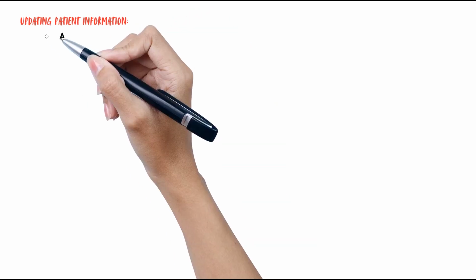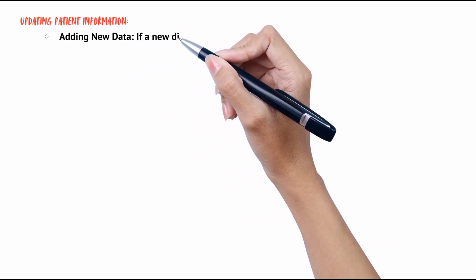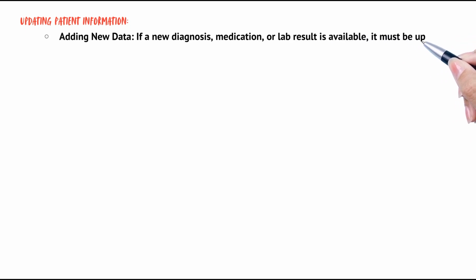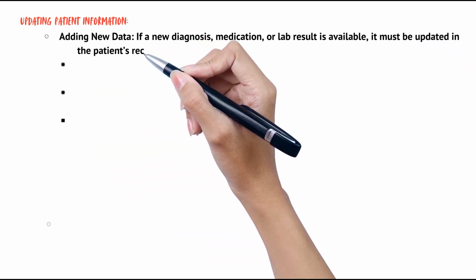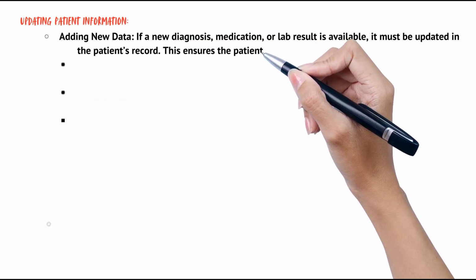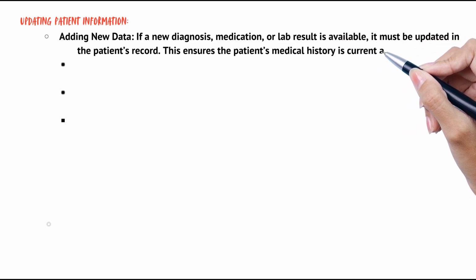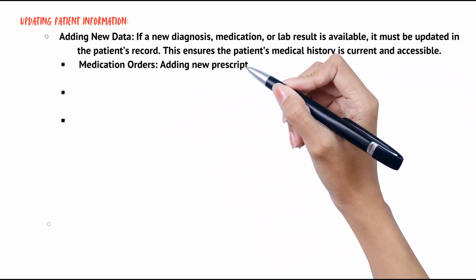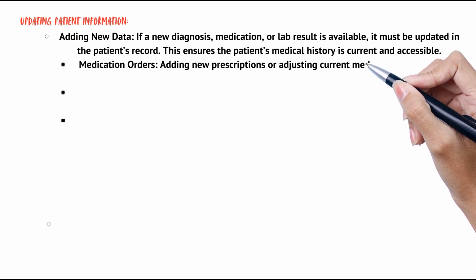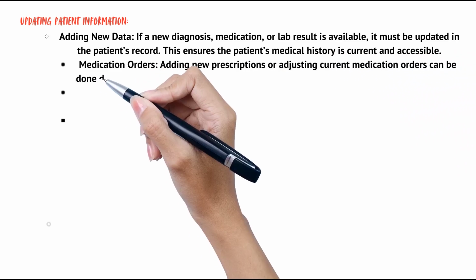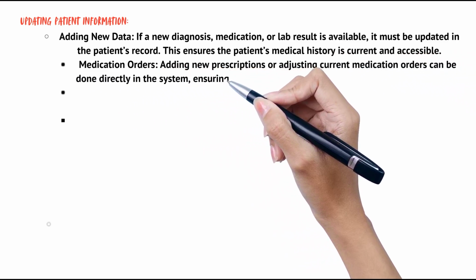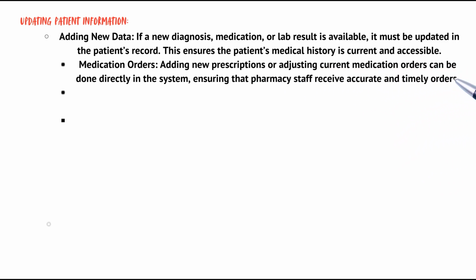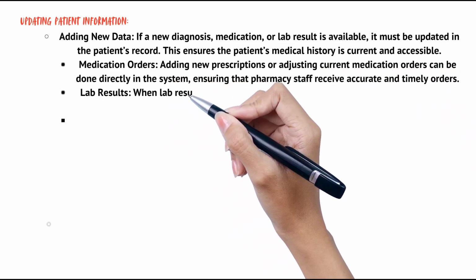Updating patient information. Adding new data. If a new diagnosis, medication, or lab result is available, it must be updated in the patient's record. This ensures the patient's medical history is current and accessible. Medication orders. Adding new prescriptions or adjusting current medication orders can be done directly in the system, ensuring that pharmacy staff receive accurate and timely orders.